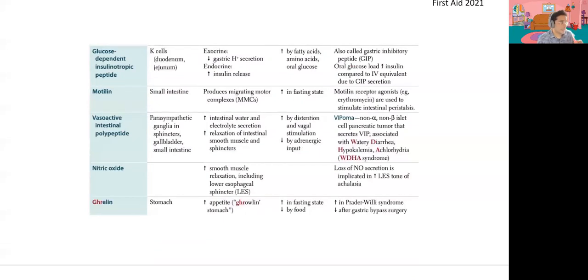This is glucose-dependent insulinotropic peptide. This isn't covered too in depth, but what you need to know is that it's from the K cells. Motilin is for the small intestine.